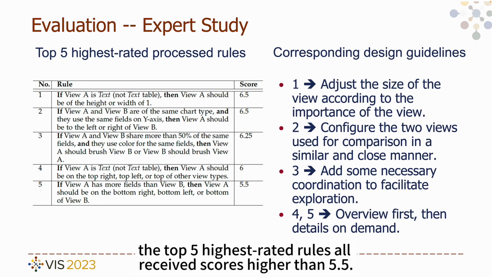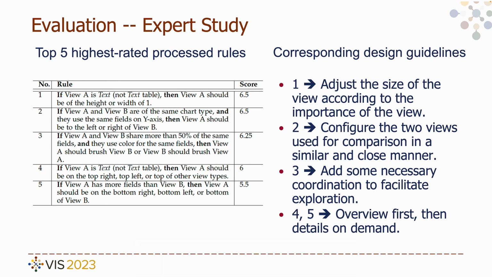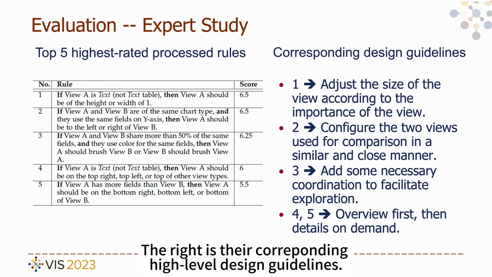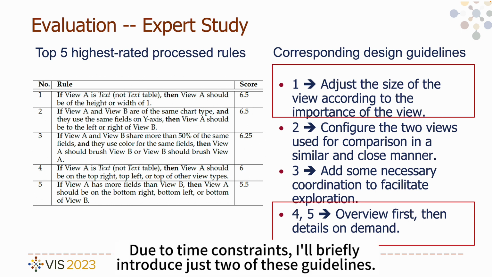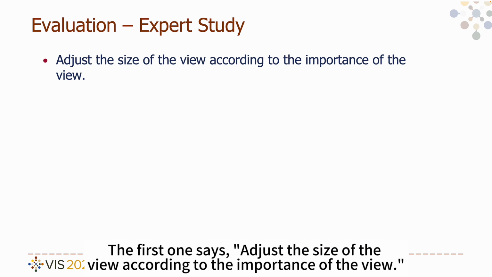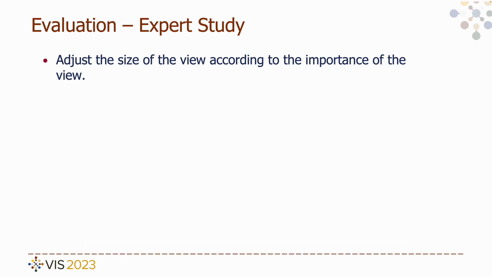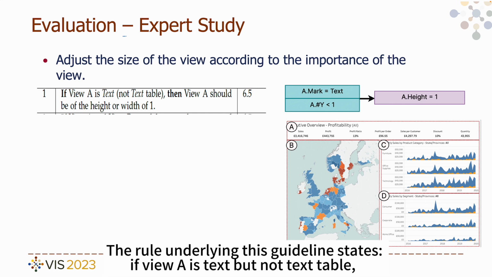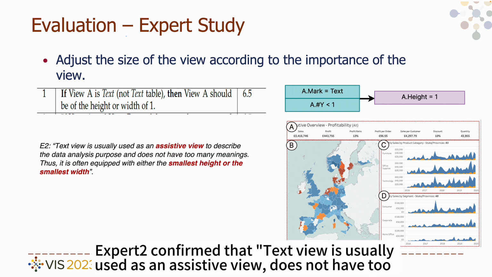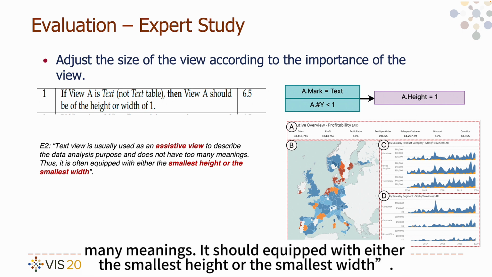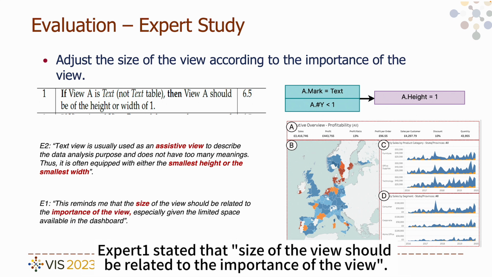The top 5 highest-rated rules all received scores higher than 5.5. The right is their corresponding high-level design guidelines. Due to time constraints, I'll briefly introduce just 2 of these guidelines. The first one says, adjust the size of the view according to the importance of the view. The rule underlying this guideline states, if view A is text but not text table, then view A should be of the height or width of 1. Expert 2 confirmed that text view is usually used as an assistive view, does not have too many meanings. It should be equipped with either the smallest height or the smallest width.